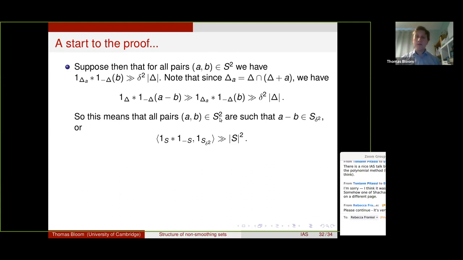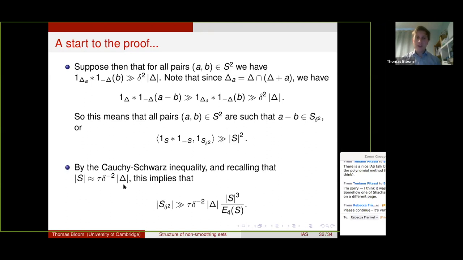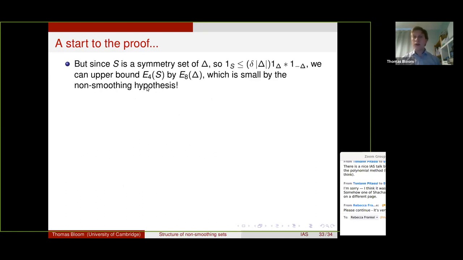Okay, so A and B come from the delta level symmetry set S, and A minus B lies inside the delta squared level symmetry set. And then by the Cauchy-Schwarz inequality, that means that the size of the delta squared level symmetry set is large relative to the E4 of S. And this is where the non-smoothing comes in, because E4 of S I can control by E8 of delta, because S is a subset of the different set of delta. So by bounding E8 of delta, I'm secretly bounding the E4 of symmetry set S, which I know is small.